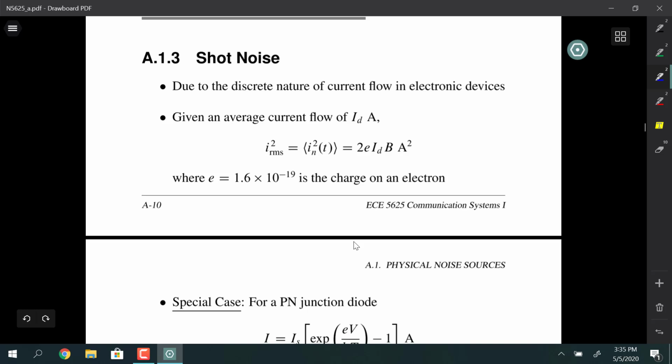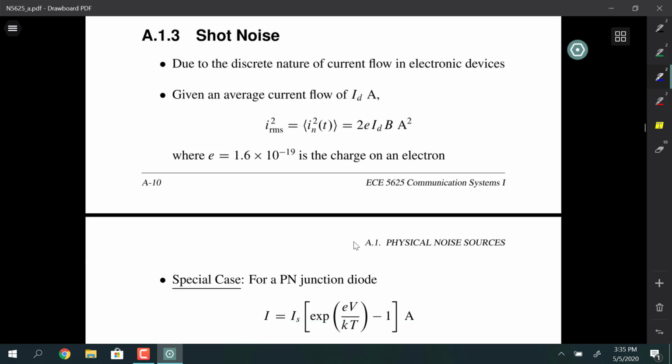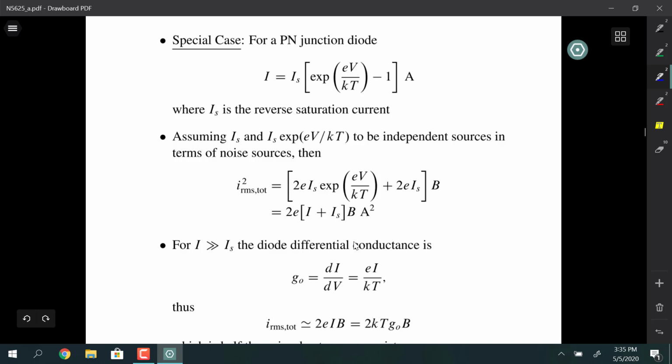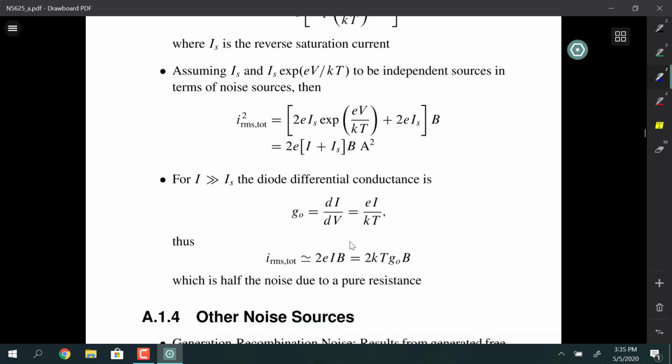Active devices, diodes, and transistors have shot noise, which is due to the discrete nature of current flow and electron devices. I'm not going to spend any time on that because there's not any questions on it, and it's not the primary focus of this appendix, but it does overlap with parts of your background since you do take some semiconductor device courses along the way, and shot noise perhaps is talked about in there.